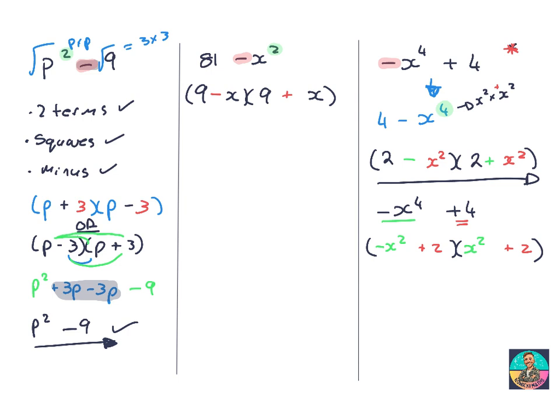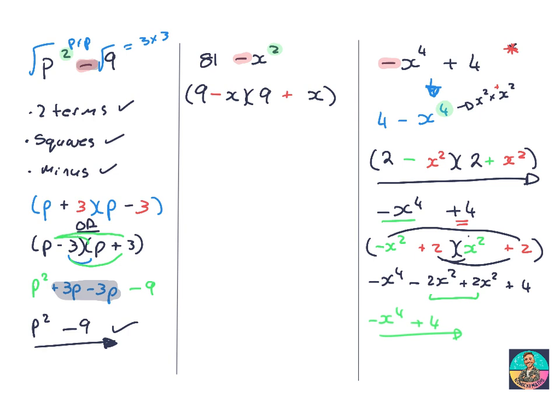Now, does it make a difference? Let's have a look. Let's just check here and say, well, what happens if I do a little bit of FOIL? Minus x squared times x squared gives me minus x to the 4. That is going to give me minus 2x squared. Those will give me plus 2x squared. And that will give me plus 4. Now, the big thing to check is, do these two things cancel out? And yes, they do. And so I get exactly what I need.